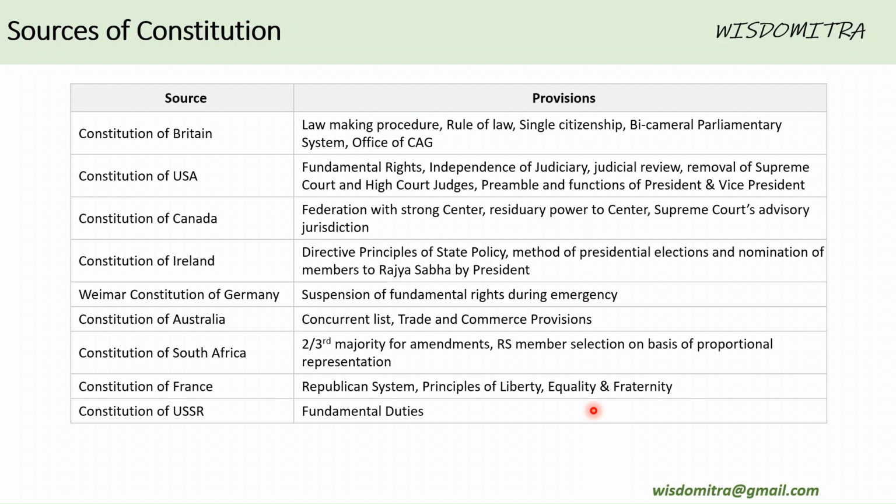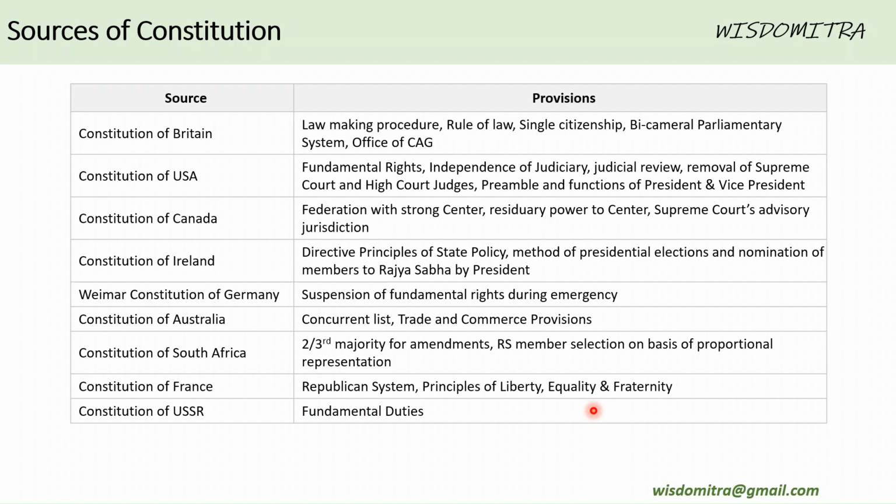Coming to Ireland: directive principles of state policy, the method of presidential elections, and nomination of members to Rajya Sabha by the President. This idea has been taken from Ireland. Suspension of fundamental rights during emergency: this idea has been taken from the Constitution of Germany, the Weimar Constitution. Concurrent laws and trade and commerce provisions have been taken from Australia.